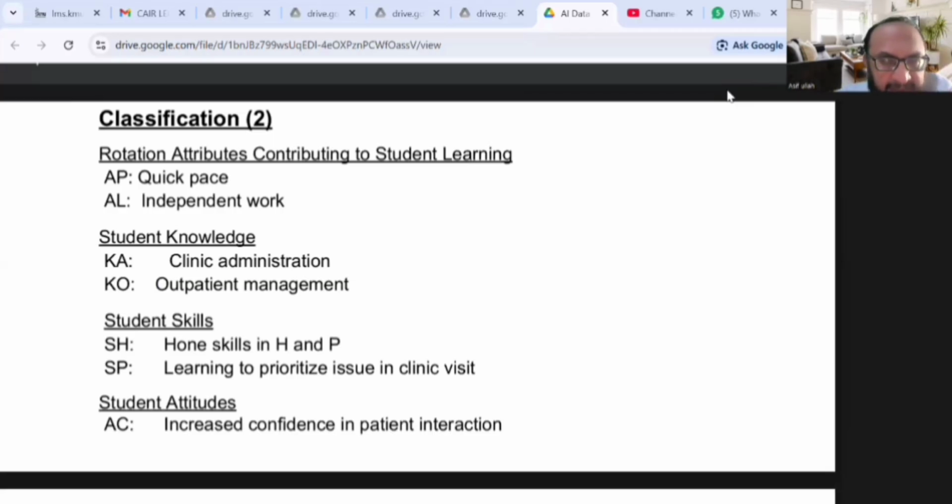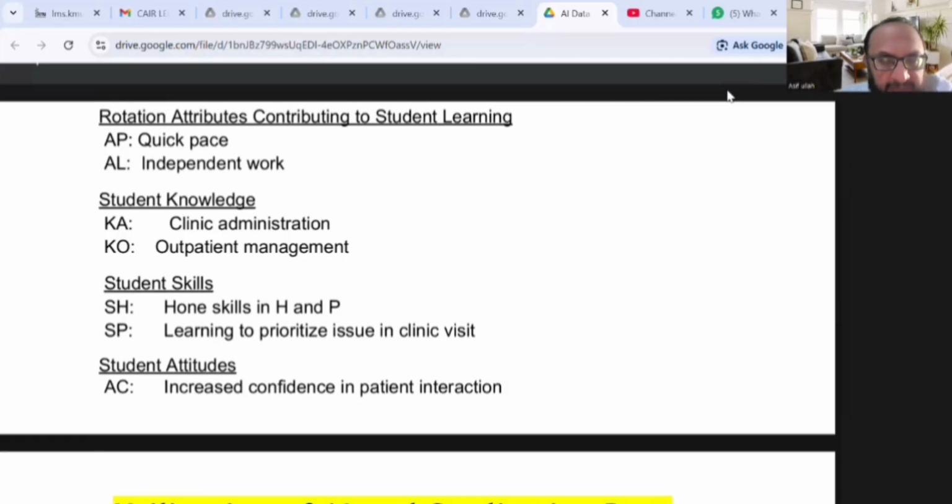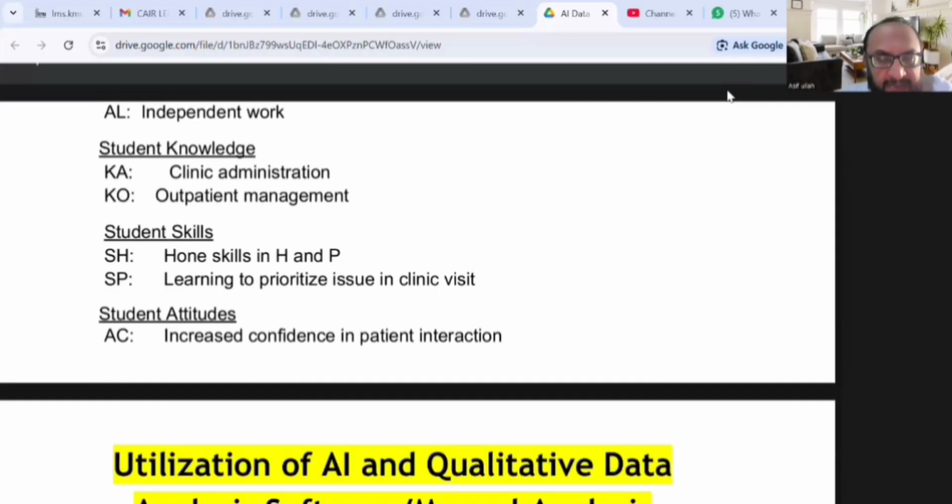Student knowledge, KA, clinical administration. KO, outpatient management. Student skill, SH, home skills in H&P. SP, learning to prioritize issues in clinic visits. Student attitudes, AC, increase confidence in patient interaction.